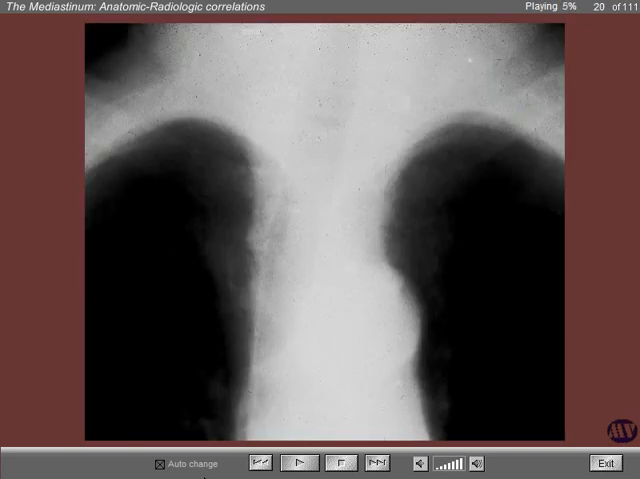The posterior junction line is appreciated in this close-up of the upper mediastinum. Note the medial convexity of the two lungs that come in contact with each other. When we note this in a radiograph, we know that we are looking at a region of the posterior mediastinum between the esophagus and the thoracic vertebral column.